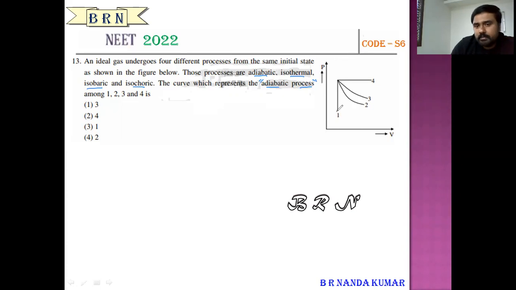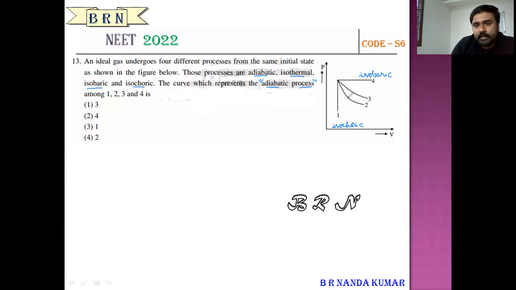But observe curve 1. Here volume is constant but pressure is varying. Volume is constant but pressure is variable. So this is isochoric. And observe curve 4. Here volume is varying, pressure is constant. What is this? Pressure is constant, so volume is variable. This is isobaric. Isobaric is pressure constant. Isochoric is volume constant.